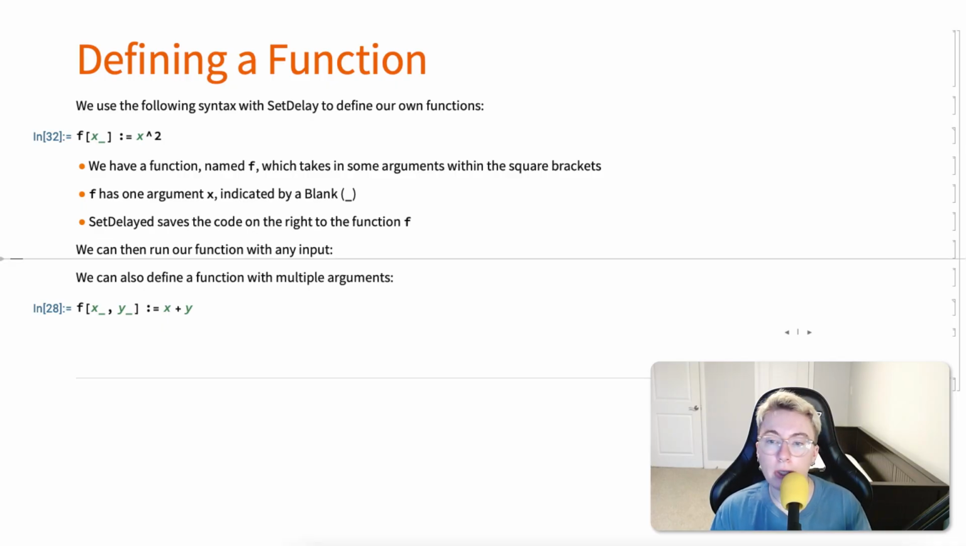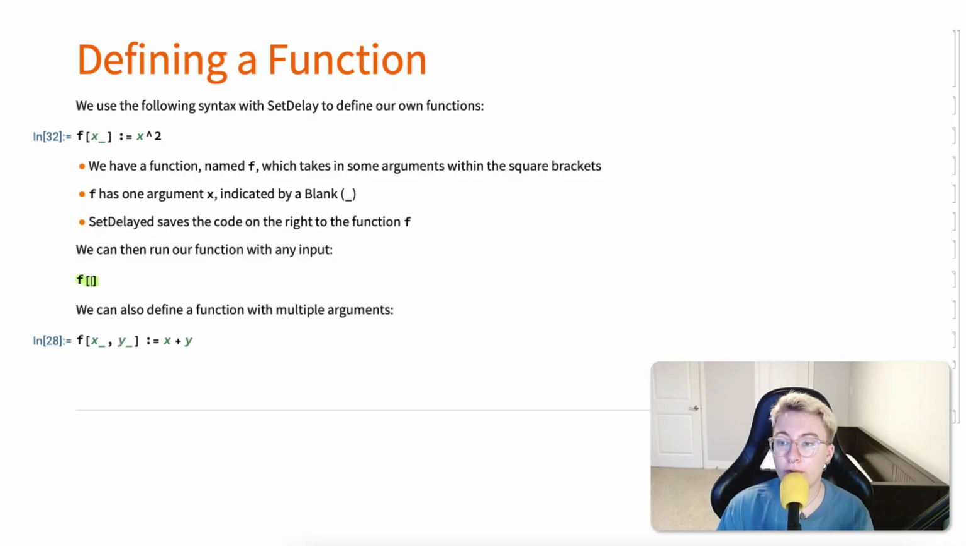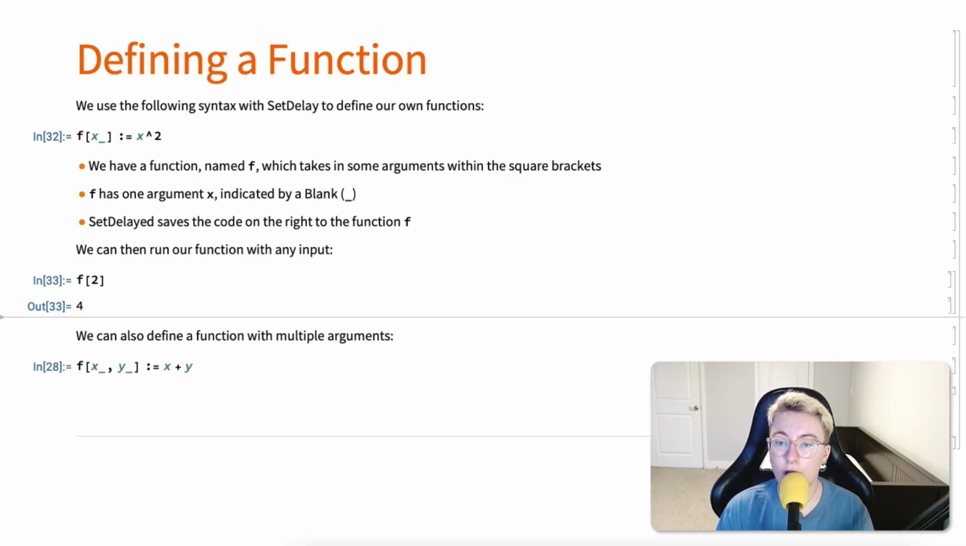We can then give it an input, let's say 2, and get the output from our function for when x is 2. We can use this same syntax to create functions with multiple arguments by simply adding more arguments within the square brackets with different names. Let's add in the argument y to the function f, and now we have a function with 2 arguments.